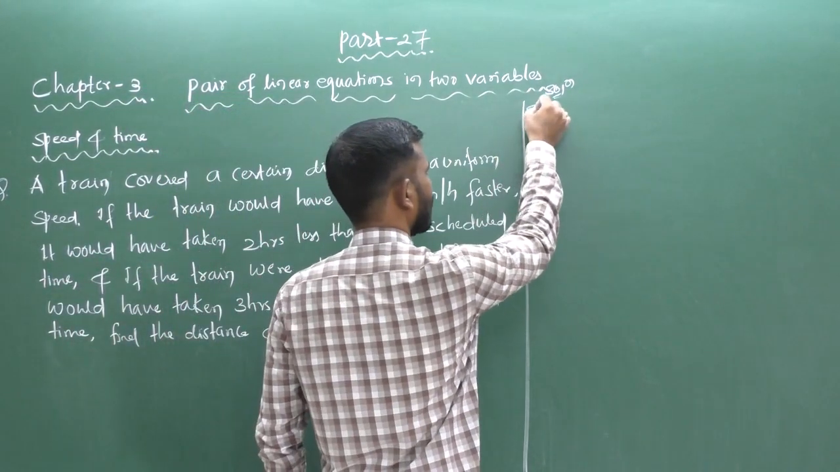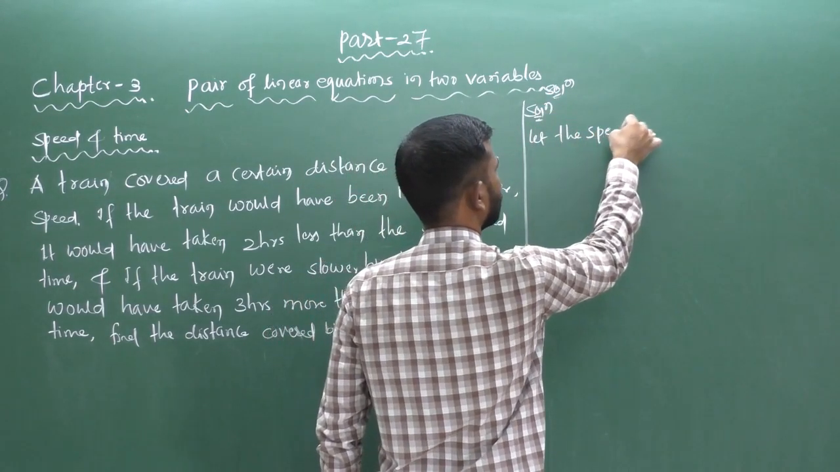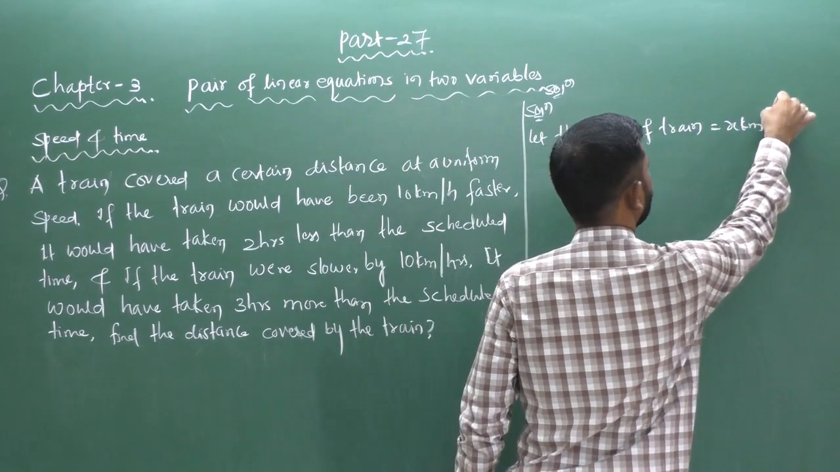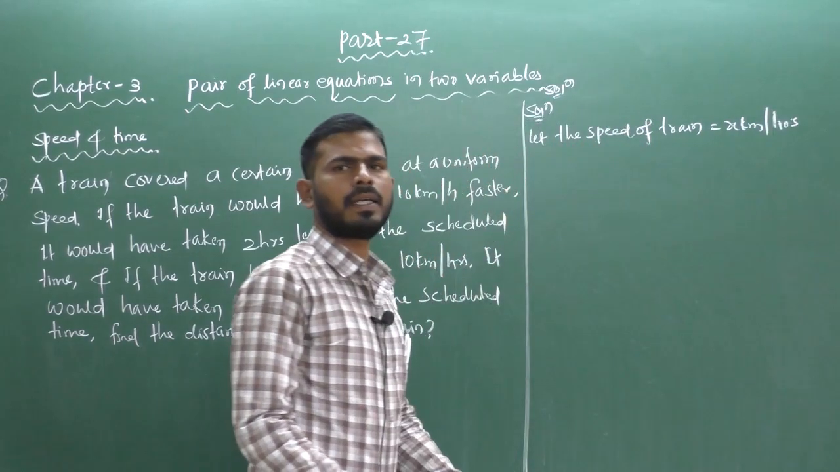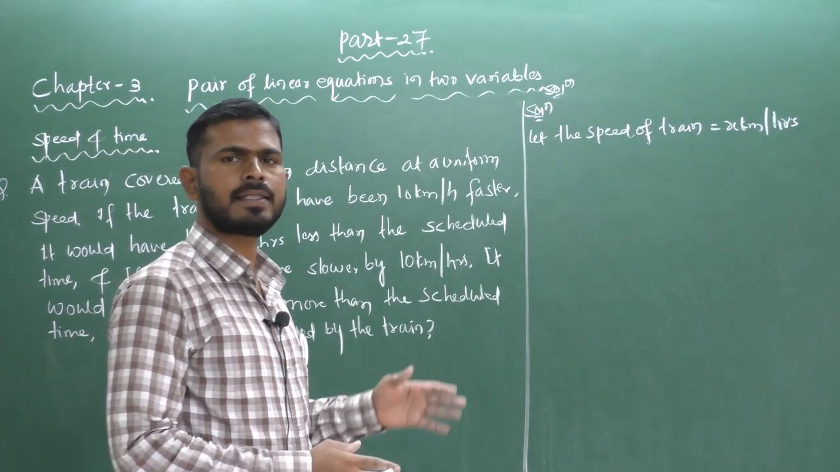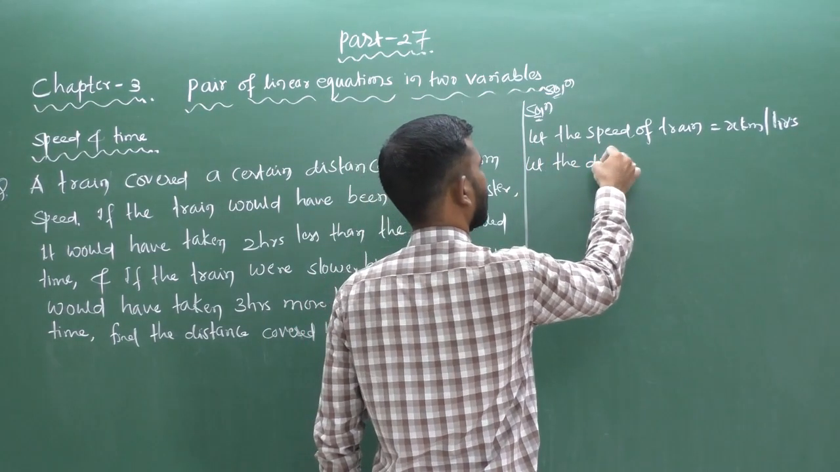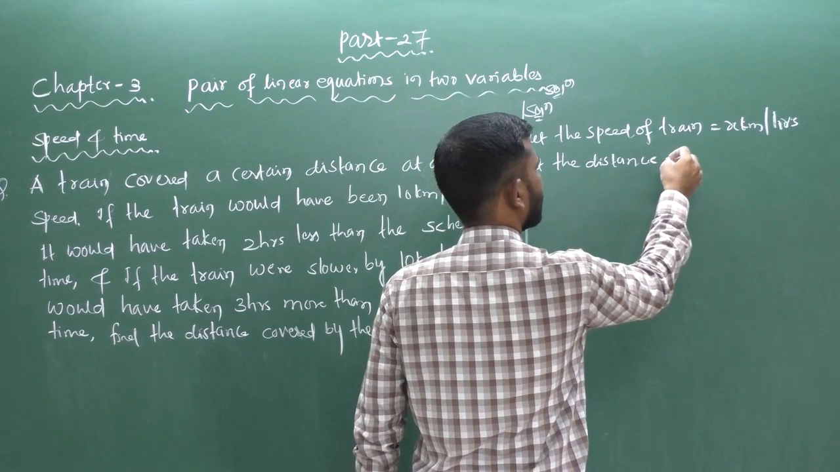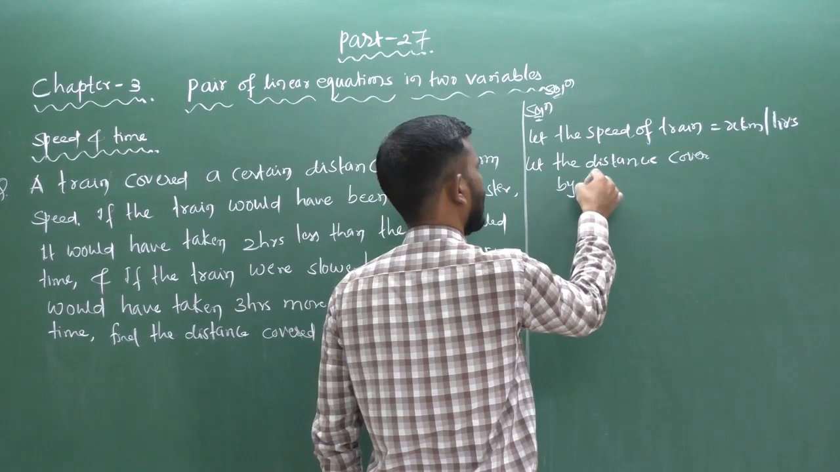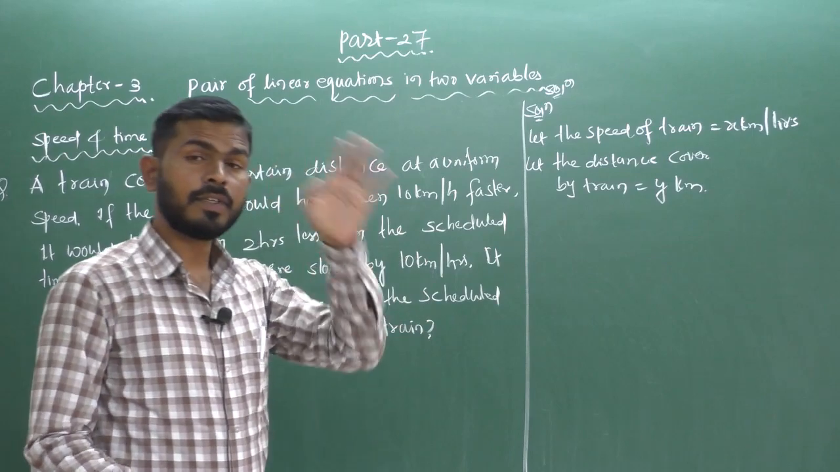Let us discuss. The first step is the solution. Let the speed of the train equal x kilometer per hour. This is the first step: the speed of the train is x km per hour, and the distance you have to find. The distance is also not given, that's why I have to take it as a variable. Let the distance covered by the train equal y kilometer.